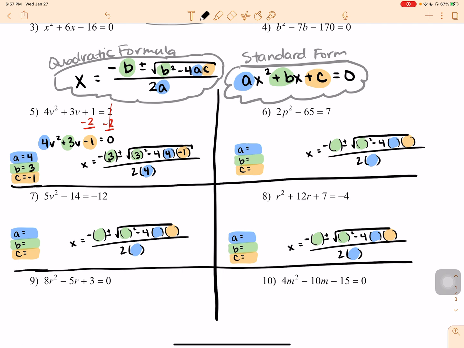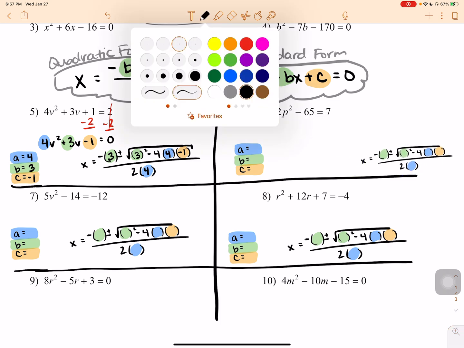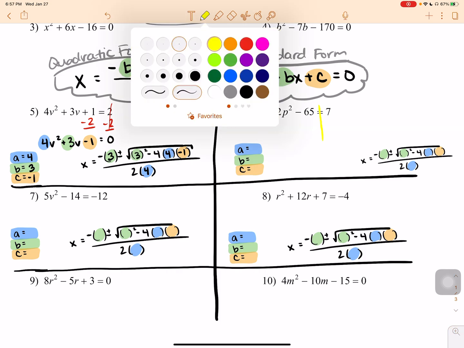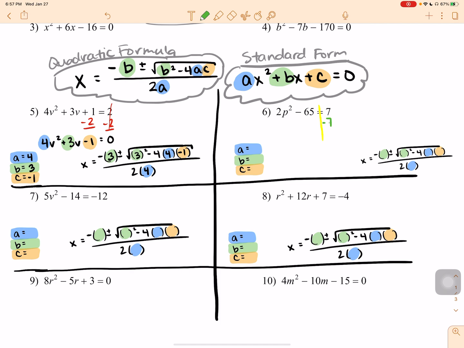So number 6 here, it is not in standard form. So what we have to do here is rewrite that equation. The first thing I would do is draw a line down the equal sign because it looks like we're going to have to do some work here. I'm going to subtract 7 from both sides. I can combine that with the negative 65. So now I have 2p squared minus 72 equals 0.